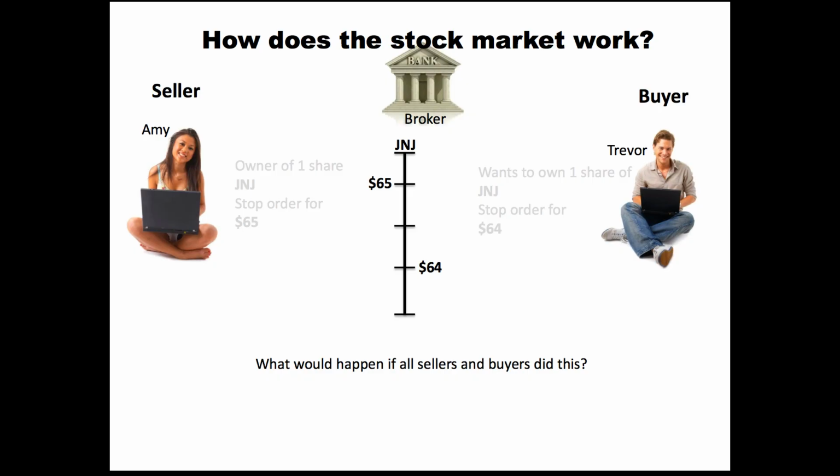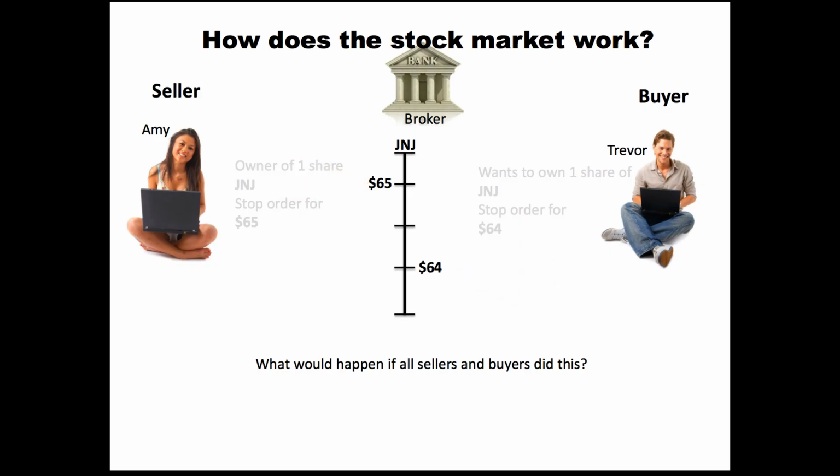So as you can see here, the arrow pointing to where Amy's willing to sell her share is 65, and Trevor's only willing to buy it for 64. So we have a discrepancy here. And if we assume that every single seller on the market would want to sell their shares for 65 and every single buyer would only be willing to buy it for 64, you would see no trades happen on this particular stock. So the thing you've got to understand is that for every single transaction, the buyer and the seller both have to agree on what the price is going to be in order for that trade to occur and for that market price to even show up.